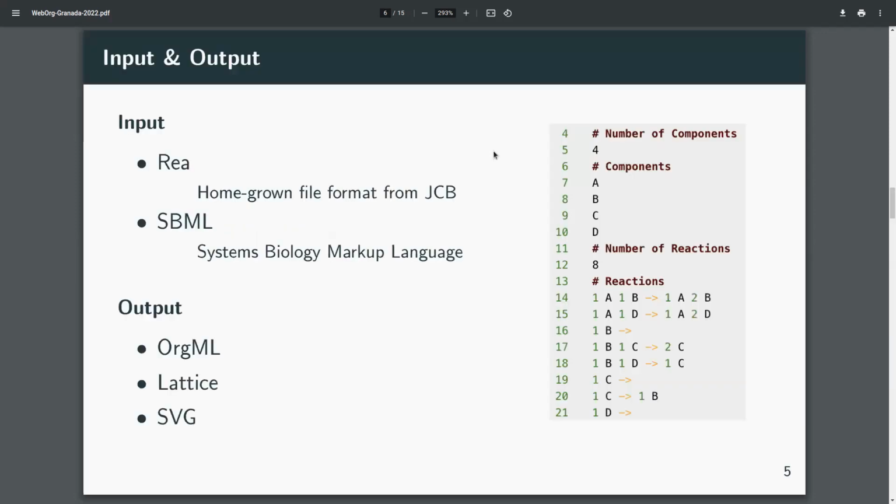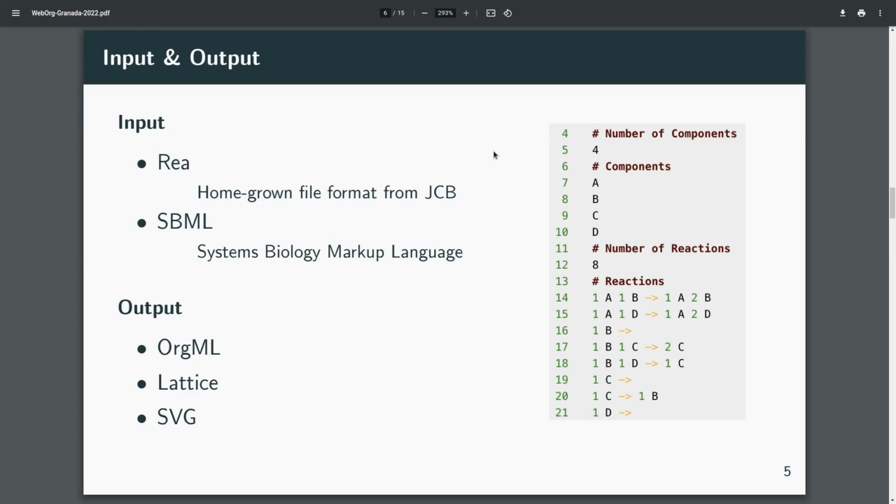So I will use a small example network that I think most know. It's a 4-component network proposed by Dittrich and Speroni in their first paper in 2007.